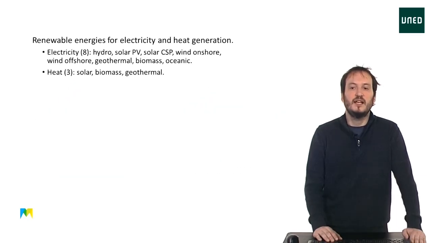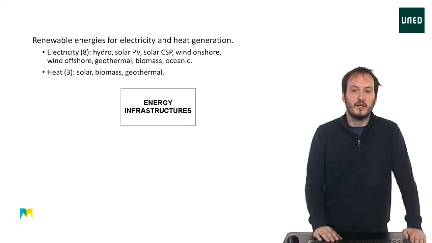Having briefly discussed the modeling of non-renewable energy sources, the modeling of renewable energy will now be explained. We start with renewable energies for production of electricity and heat. In MEDEAS, 8 types of renewable energies are considered for electricity, such as hydro, solar PV, solar CSP, onshore wind, offshore wind, geothermal, biomass, and oceanic, while for heat, 3 sources are considered: solar, biomass, and geothermal.